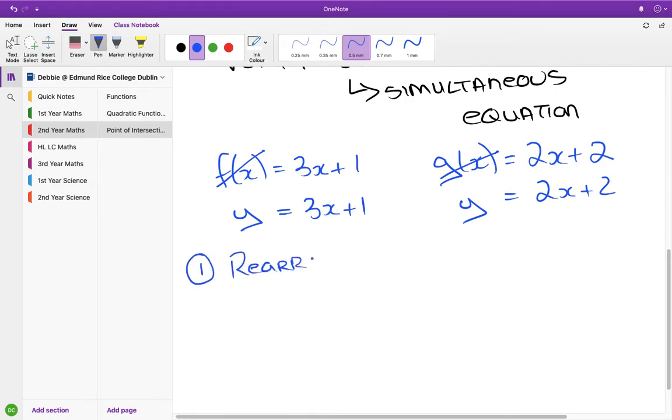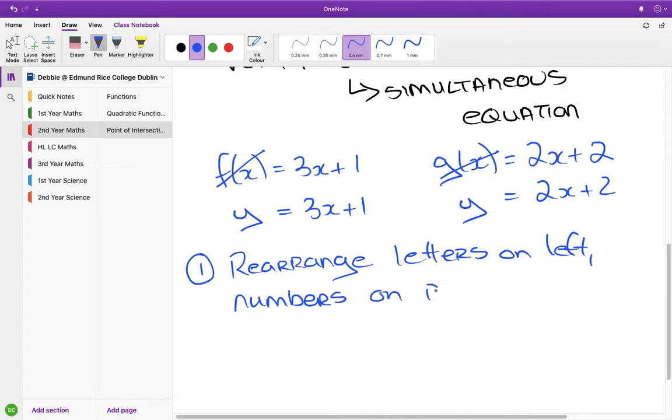So the first step is to rearrange so that we have letters on the left, numbers on the right.